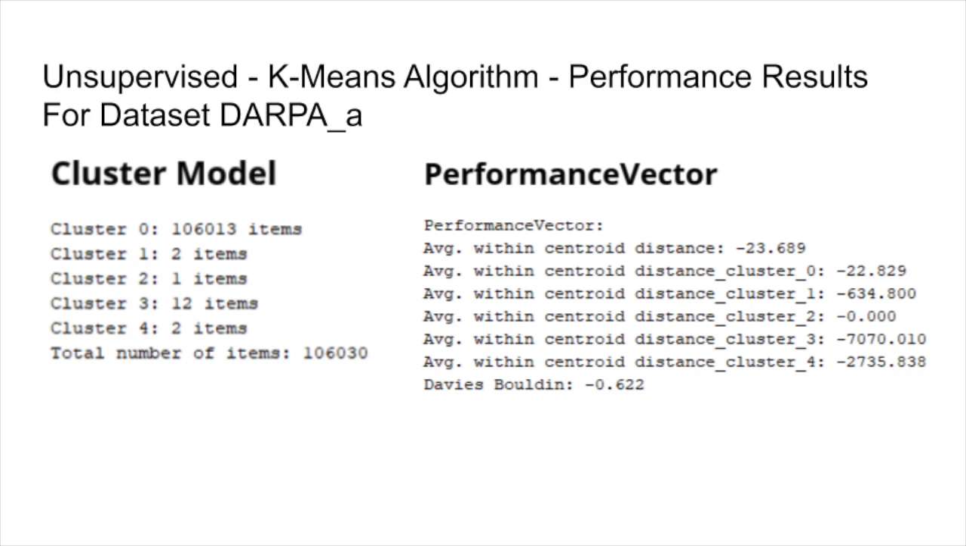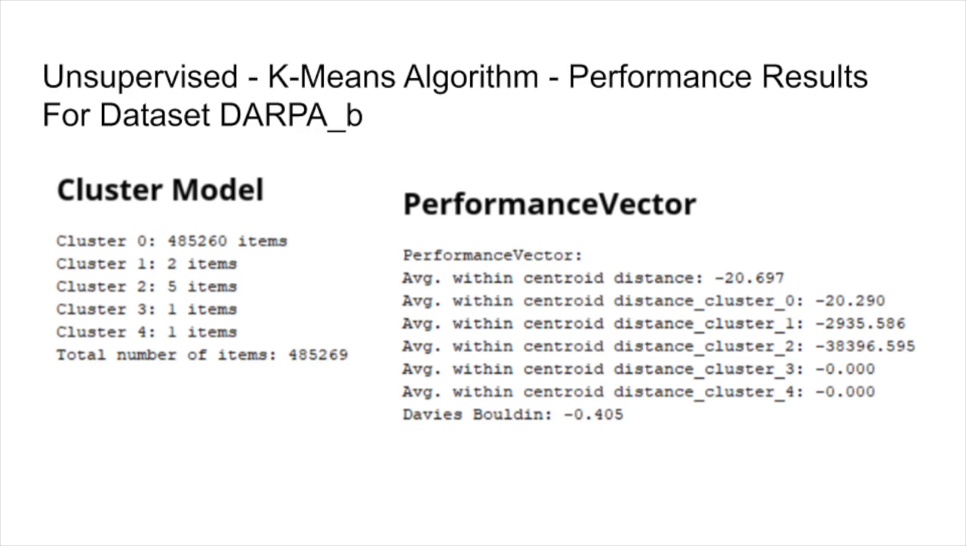Next we have the k-means algorithm results, shown here for the DARPA A dataset. The algorithm clusters do not include a lot of data aside from cluster 0. I believe this is because the algorithm had difficulty identifying similarities in the data to cluster based on. Looking at the much smaller DARPA B dataset, we did not find much improvement in clustering efficiency. The performance vector here also contained very large values.